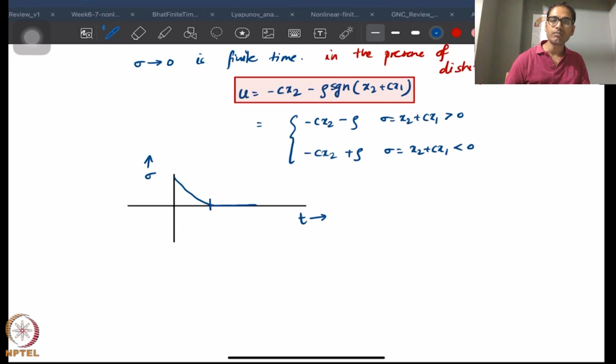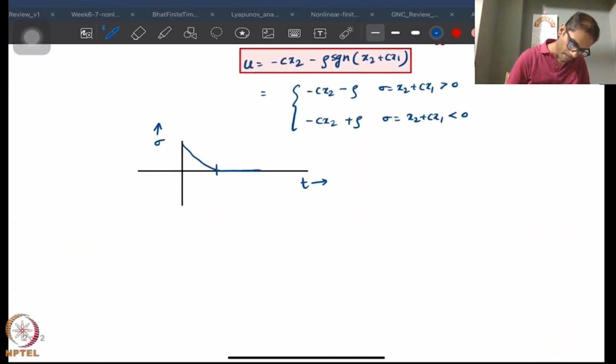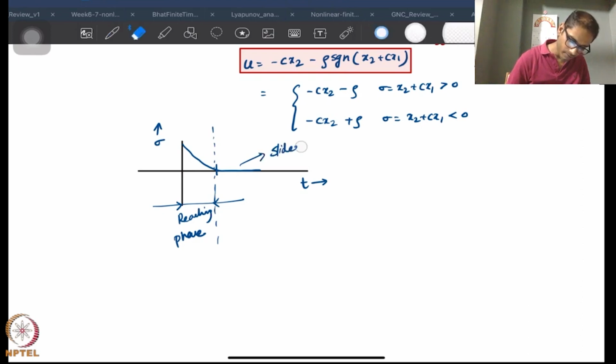So this sort of, if you may, the time in which you have basically this reaching. So until this time, my apologies, is called the reaching phase, and beyond this is called the sliding phase.